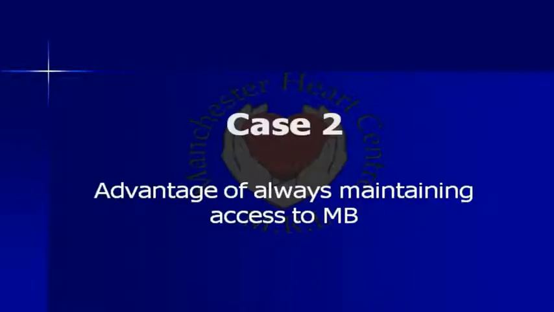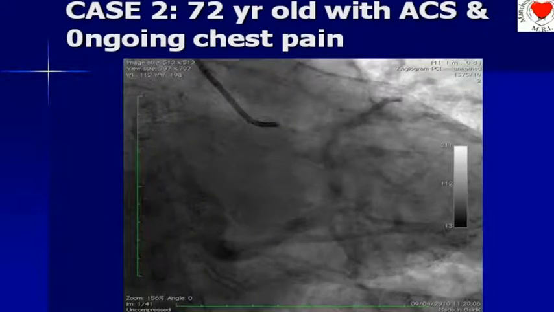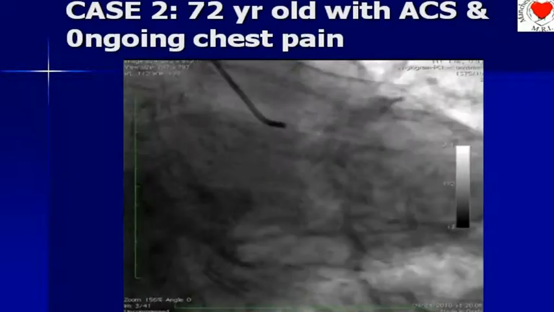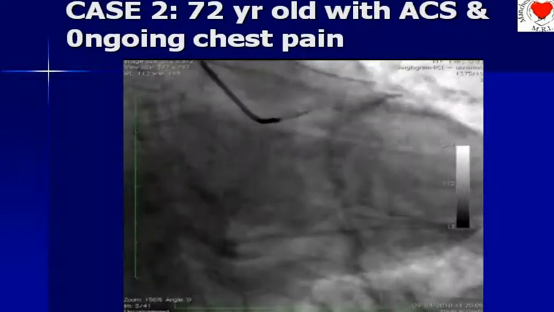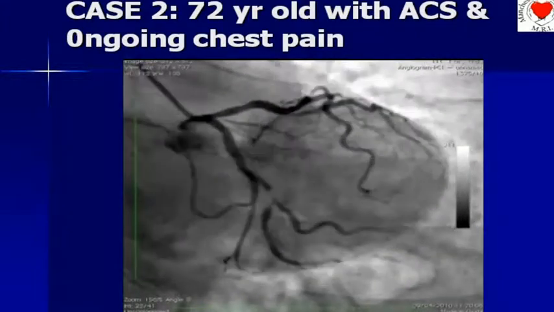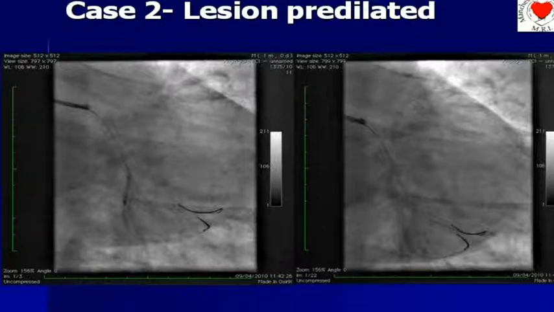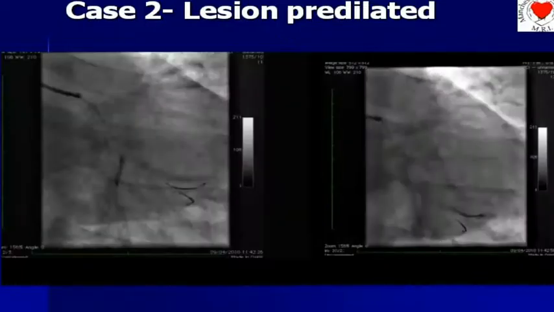The second case is to illustrate the importance of having a technique whereby you always maintain access to your main branch, and you never have to lose your main branch wire. This is a 72-year-old patient with ACS and ongoing chest pain. As you can see, there is an extremely tight bifurcation lesion in the circumflex OM territory. So the lesion was predilated, and you see the lesion after predilatation. There is further lesion distal.